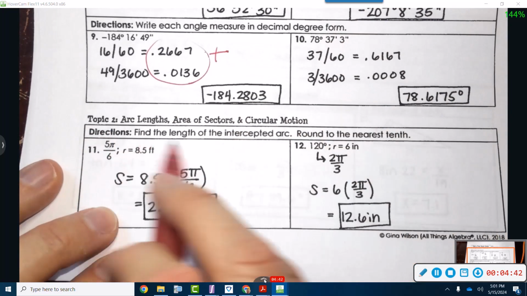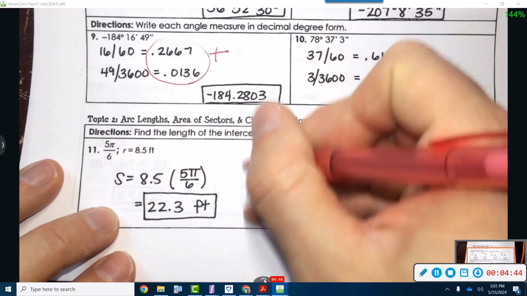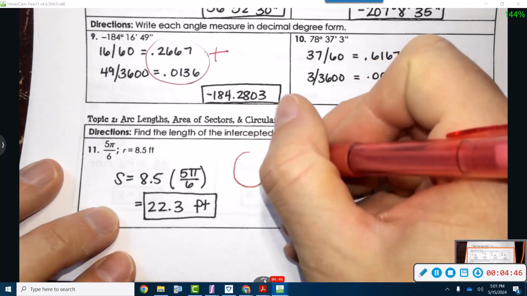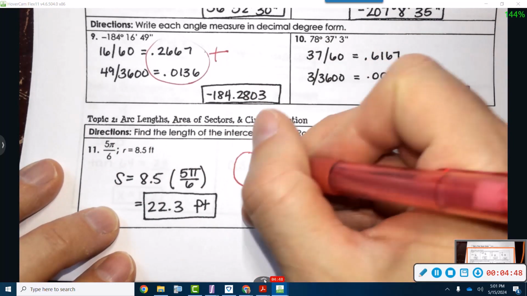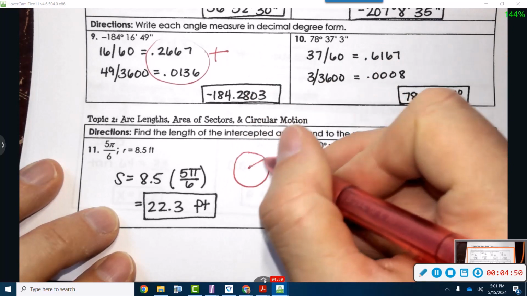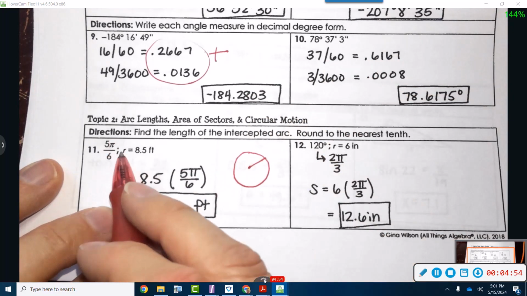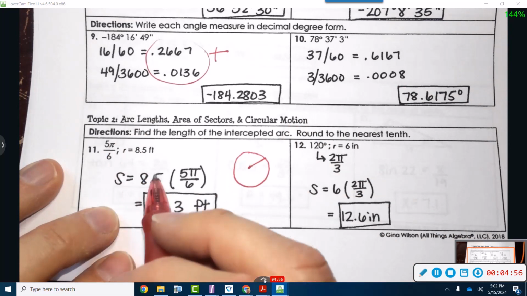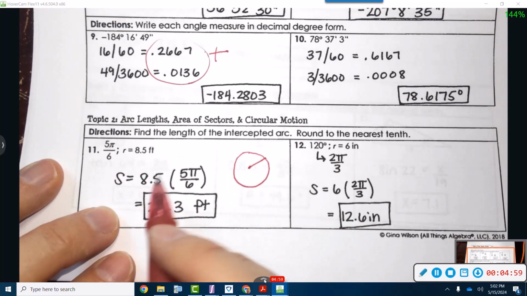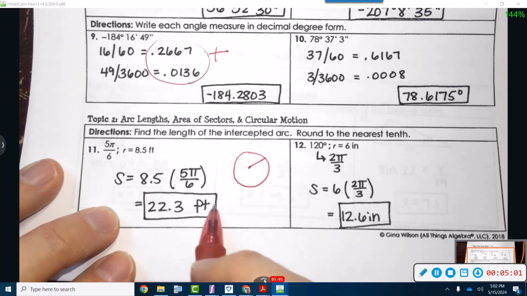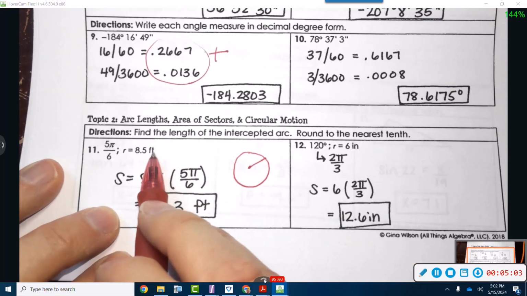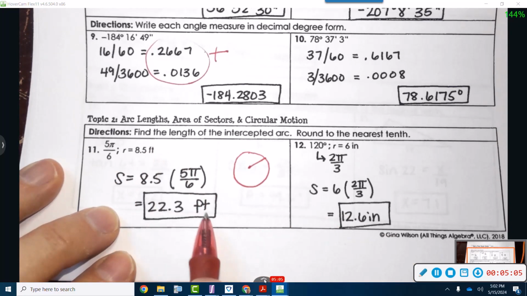Now the length of the intercepted arc is always about what percentage of the circle you are on. All of that is a very easy formula when you have radians. It is simply r theta, that's it, and that's in feet. They gave you the radius in feet, so that's what your measurement is going to be.